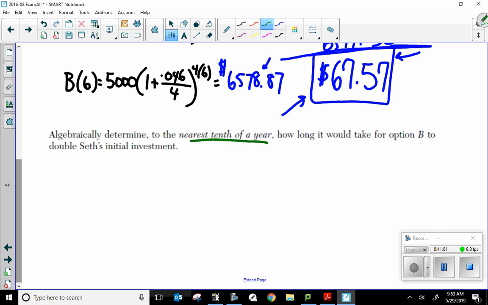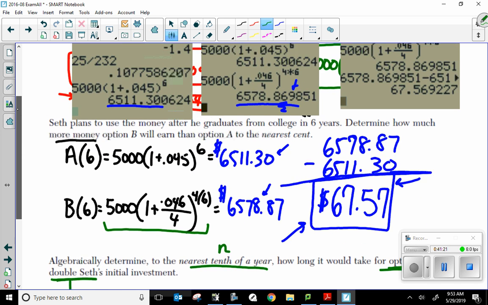I'm solving for n because n is my time. How long will it take for option B to double Seth's investment? First of all, he's investing $5,000. If I double that, that's $10,000. Okay? Let's use option B, which is this right here. Okay, now keep in mind, we're solving for n, so we don't know what n is.